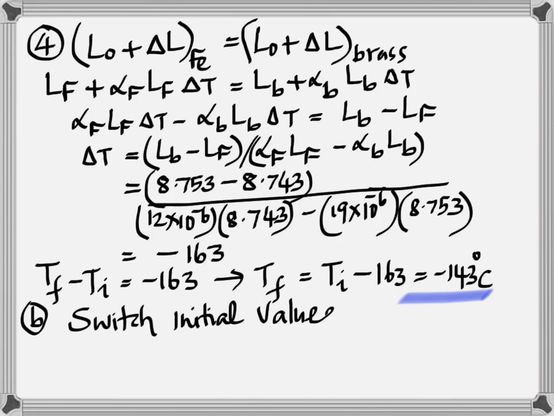Now for the B part, switch the initial values of iron and brass and calculate in the same way, taking care that you don't get mixed up between the alphas and the original lengths, and you would get the final temperature is 180 degrees Celsius. So this time you got to heat it.